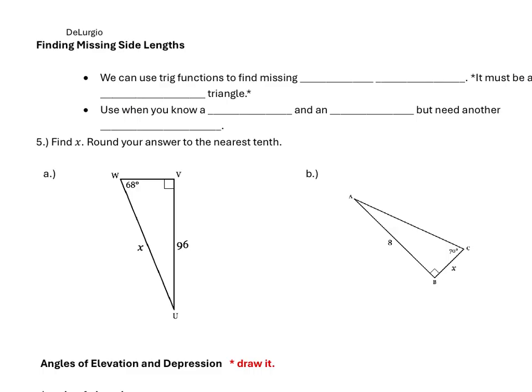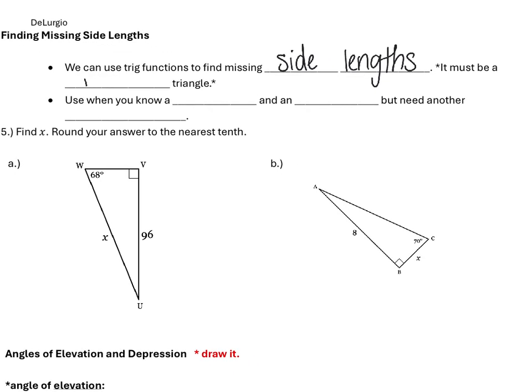Use trig functions to find missing side lengths. I'm going to keep saying this, even though almost everything we're doing is right triangles right now, but just remember you cannot use SOHCAHTOA if it's not a right triangle. So we can use trig functions to find missing side lengths when you know a side and an angle, but need another side.